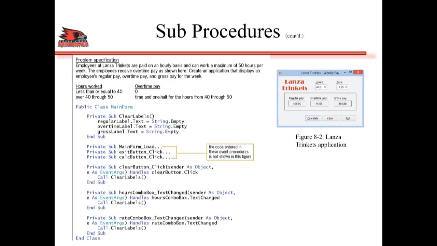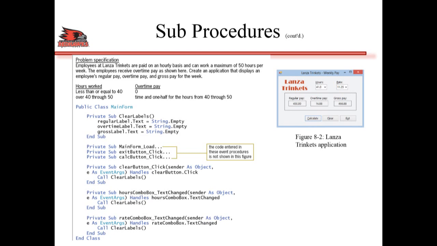Here is an example of the independent sub procedure. This is an application where the user inputs the number of hours worked and the rate of pay. The program gives you your regular pay, your overtime pay, and your gross pay. The thing we want to focus on here is the sub procedure part, not the actual calculate button or how to calculate all this stuff, or the combo boxes and all that.